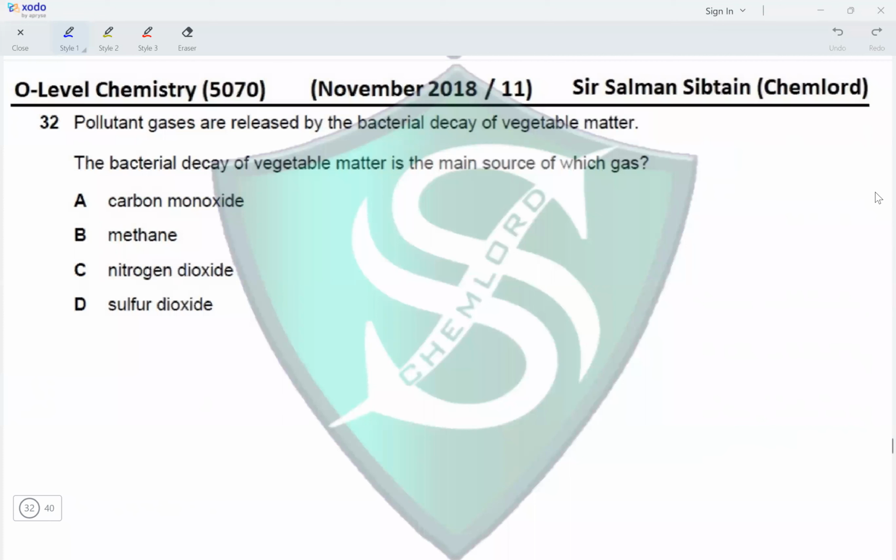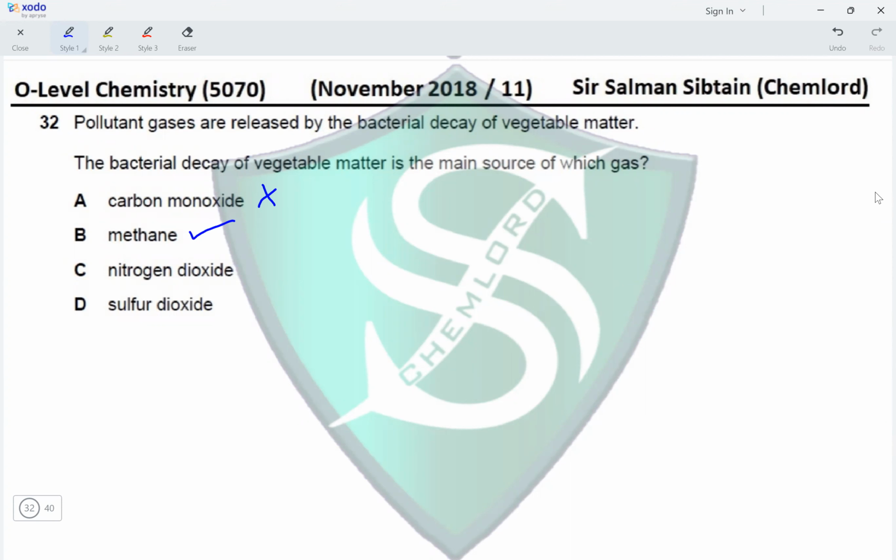Question 32. Pollutant gases are released by the bacterial decay of vegetable matter. The bacterial decay of vegetable matter is the main source of which gas? Carbon monoxide is due to incomplete combustion of hydrocarbons. Methane is due to decaying of vegetable matter.